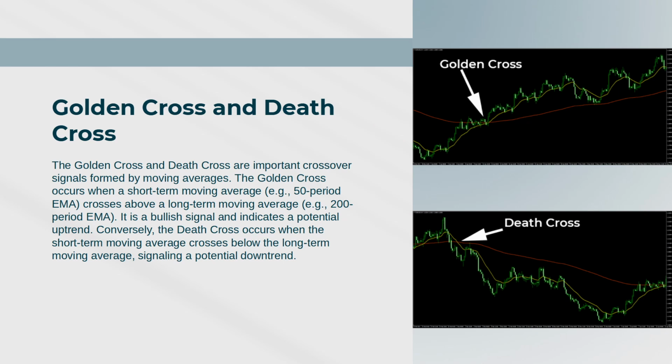Golden cross and death cross. The golden cross and death cross are important crossover signals formed by moving averages. The golden cross occurs when a short-term moving average, for example, 50-period EMA, crosses above a long-term moving average, for example, 200-period EMA. It is a bullish signal and indicates a potential uptrend. Conversely, the death cross occurs when the short-term moving average crosses below the long-term moving average, signaling a potential downtrend.